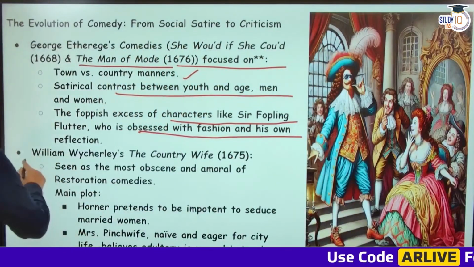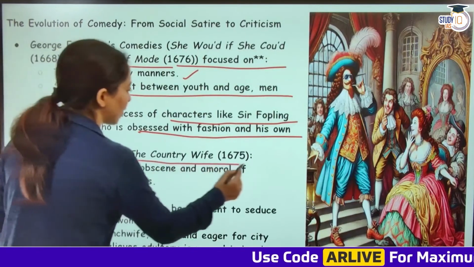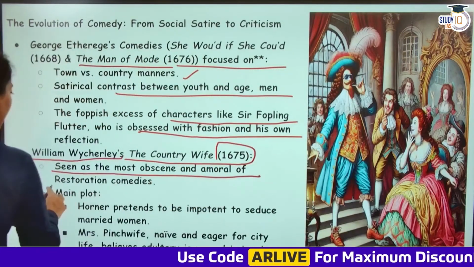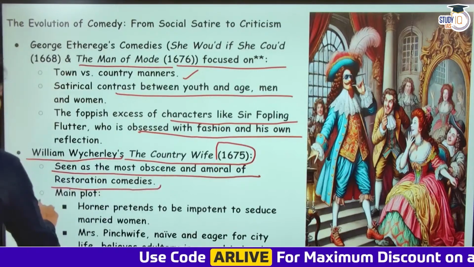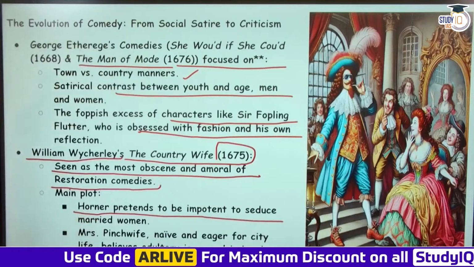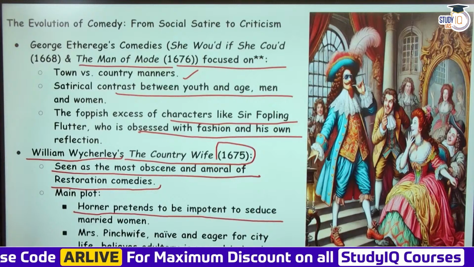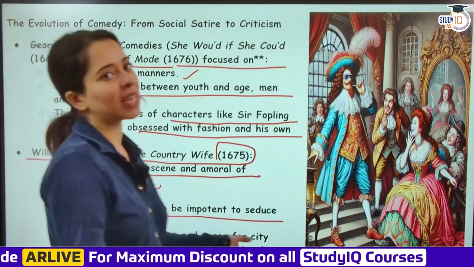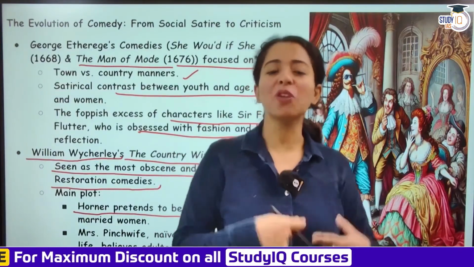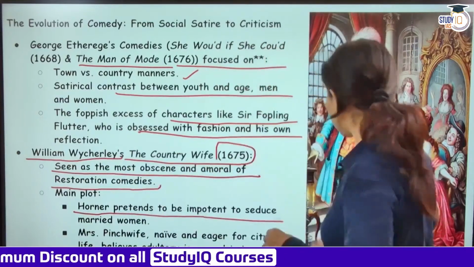And William Wycherley. William Wycherley was another Restoration dramatist, The Country Wife, written in 1675. And this is seen as the most obscene and amoral of the Restoration comedies. What was its main plot? Horner pretends to be impotent to seduce married women. Okay, this was a plot. Okay, Mrs. Pinchwife, naive and eager for city life, believes adultery is normal in London. Okay, so adultery must have been rampant at that time. So it was trying to show that also, but making it a comic play. Okay, so that was something that was happening.